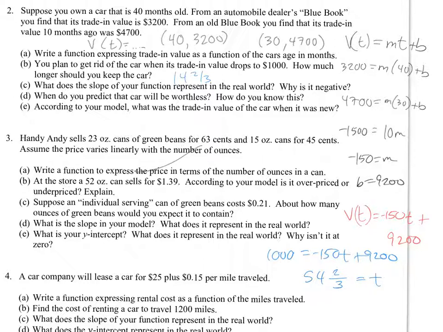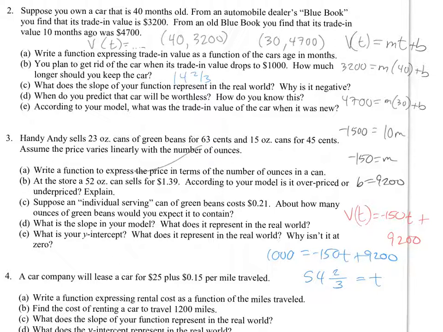Again, I'm not going to go through the math behind this, guys. I'm just talking about it. Part D would be set the value equal to 0 and solve for t. It says when. When you hear when, think time. After how many months is really what it says for part D. After how many months will it be worthless?